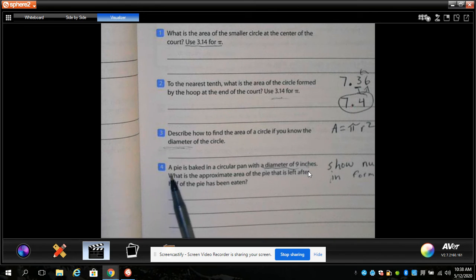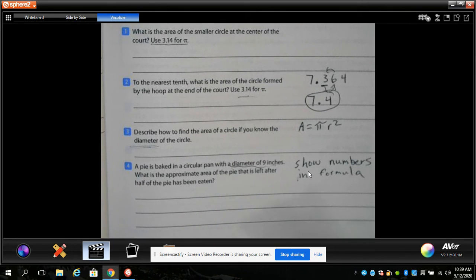All right, and then number 4 is kind of the practice problem on your own. Here, a pie is baked in a circular pan with a diameter of 9 inches. What is the approximate area of the pie that is left after half of the pie has been eaten? Make sure, they're giving you the diameter of 9 inches, and you need to make sure that you're showing the numbers in the formula.